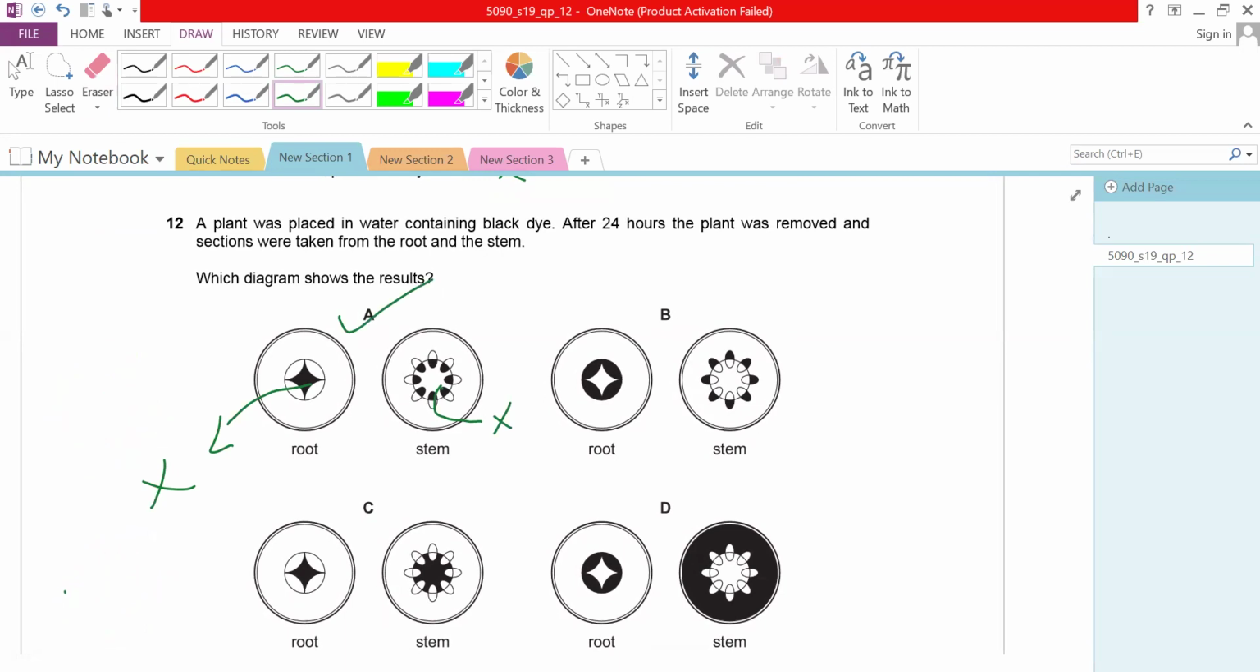While in option B, in phloem the black dye is water and it doesn't move in phloem. In phloem, only nutrients and the food prepared by the leaves are moved, that is, translocated.